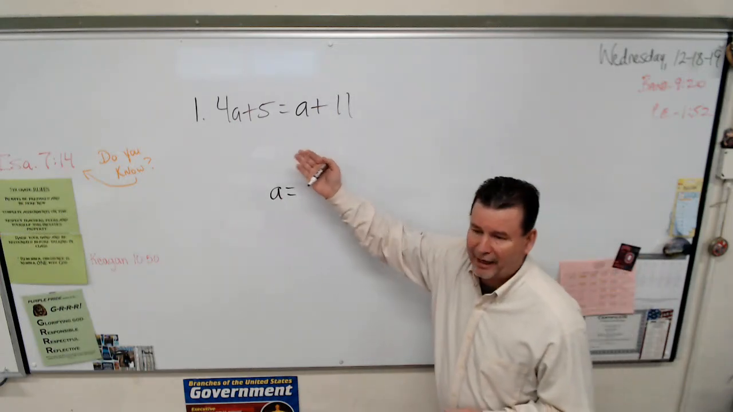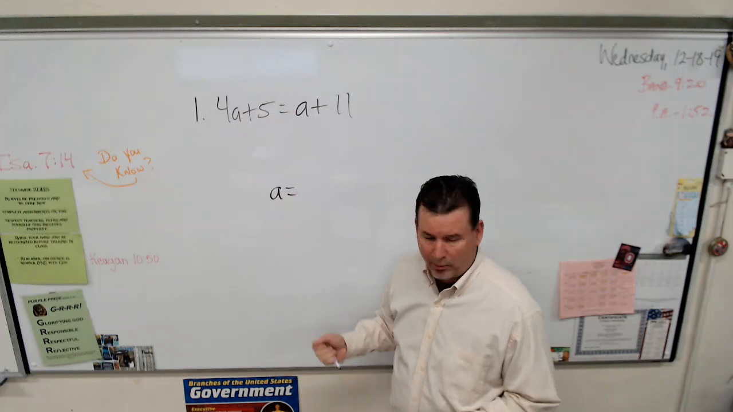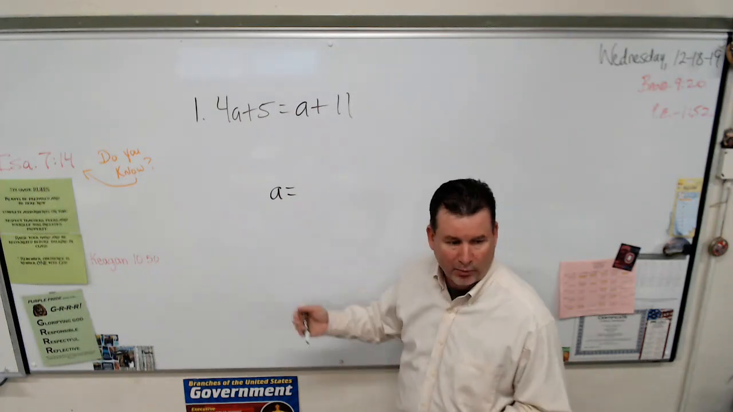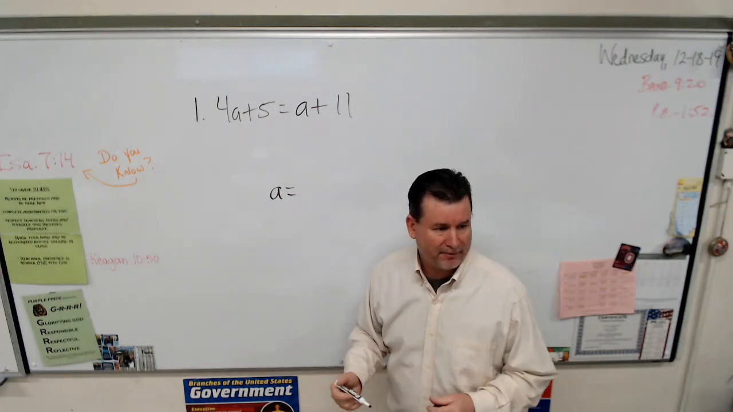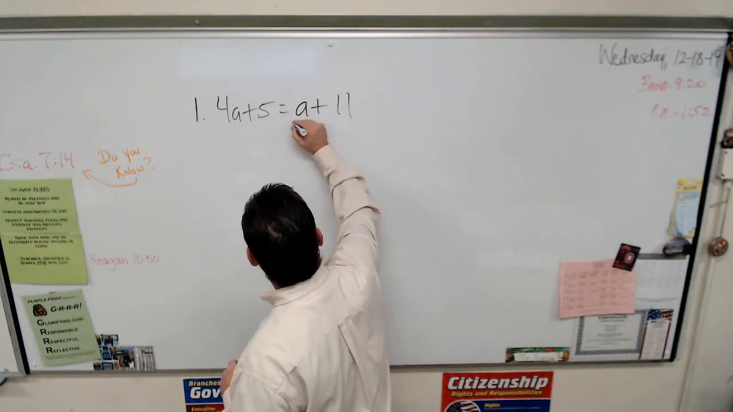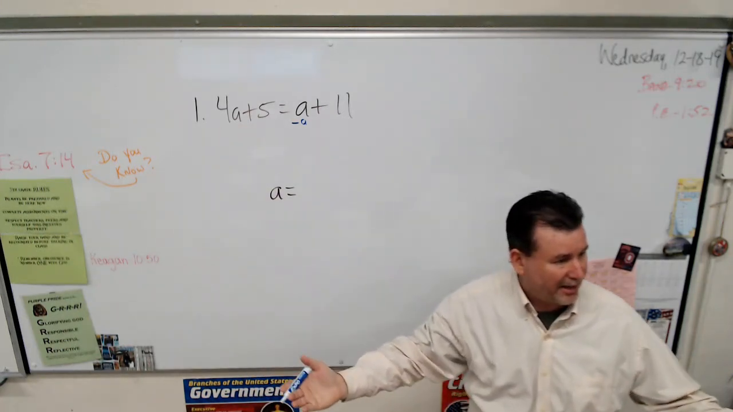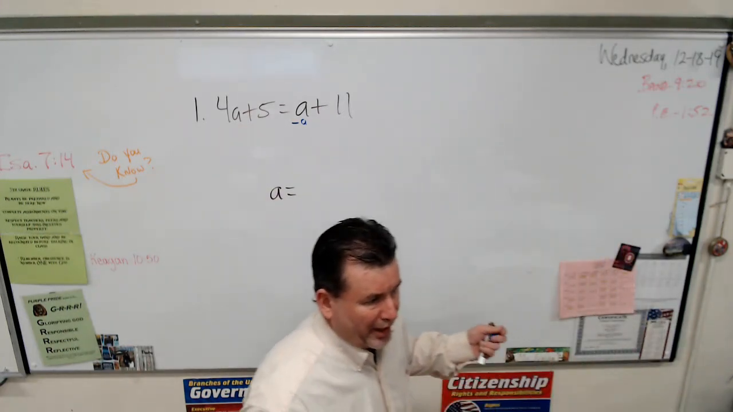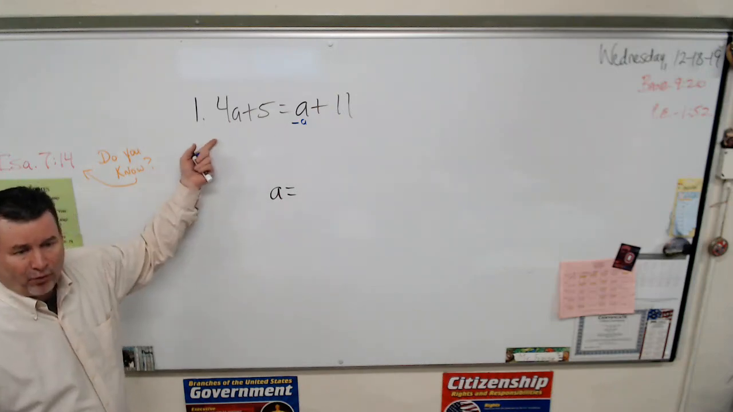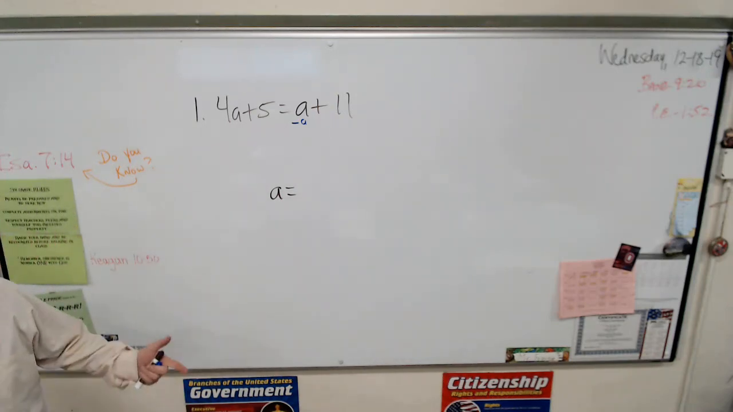So I can't have a variable on both sides. I want to know what A is. I don't want to know what A equals A something. I want to know what A is. David, look, I'm going to subtract the A as long as I subtract the A. And where am I going to subtract the A from? The 5 or the 4A? 4A. Because they are what kind of terms? Like terms. Like terms.